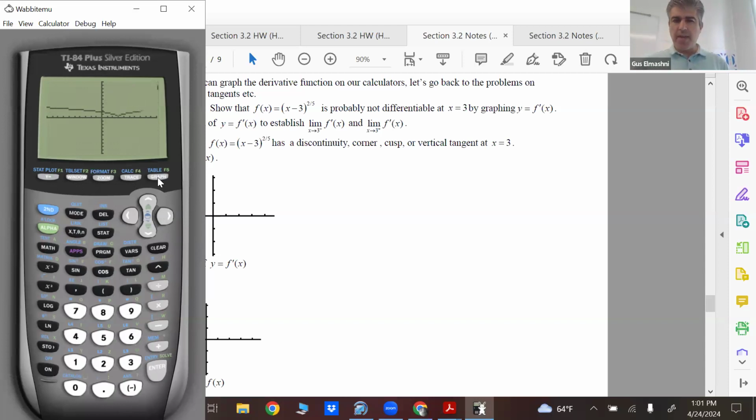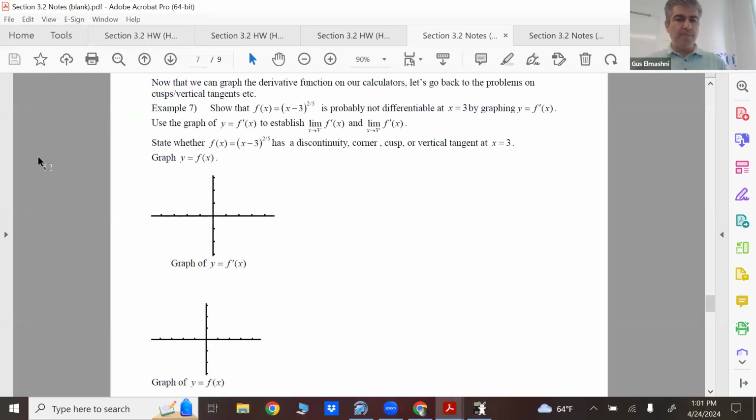So it looks like there's a cusp at x equals 3, right? And then I'll graph the derivative with it. It's really slow, right? Why do you think it's doing that? What do you think it's doing there? Yeah, the derivative gets close to infinity or negative infinity at x equals 3. Exactly. That's exactly what's happening.